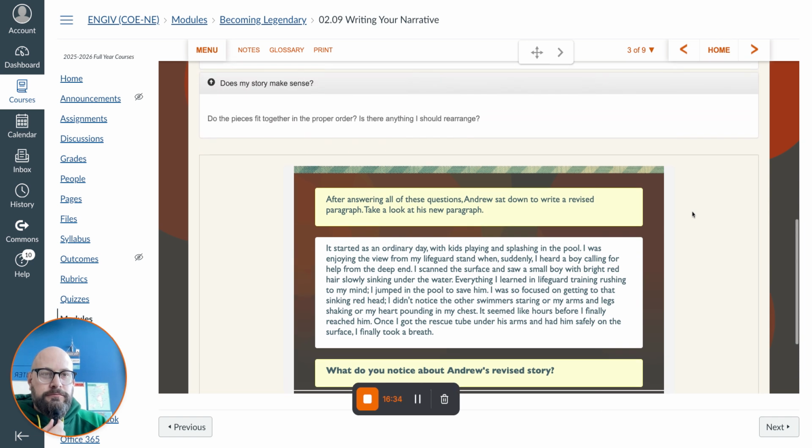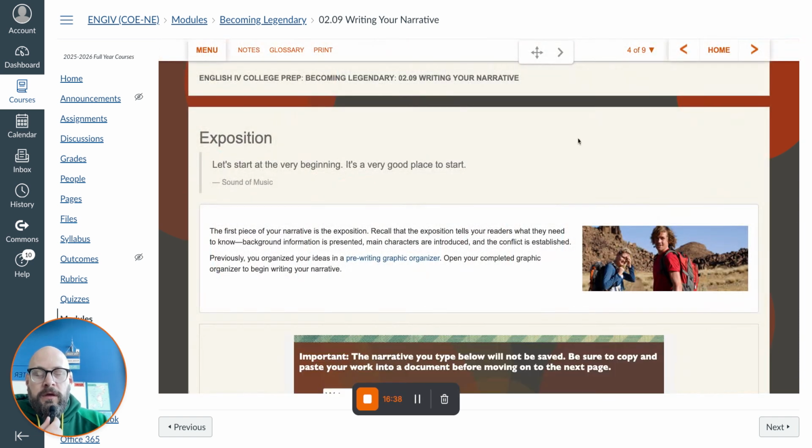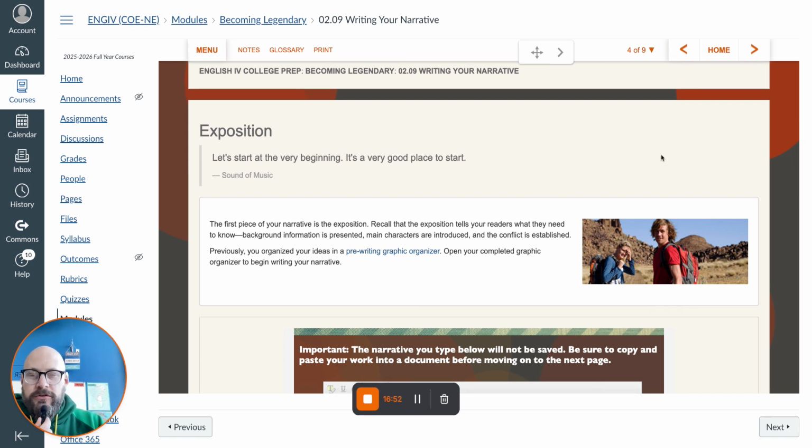All right. Slide 4. Exposition. We have a quote from The Sound of Music. Let's start at the very beginning. It's a very good place to start. Well, yes, obviously, because we want our writing to be logical. Makes sense that we should start at some point, and why not make that point the beginning?